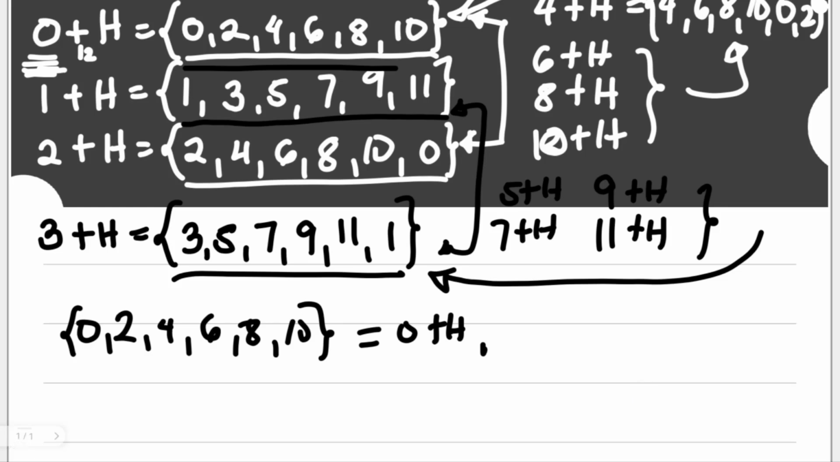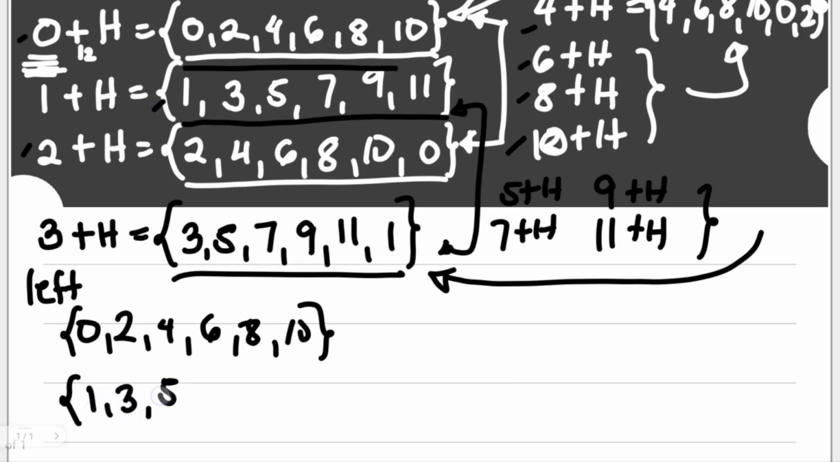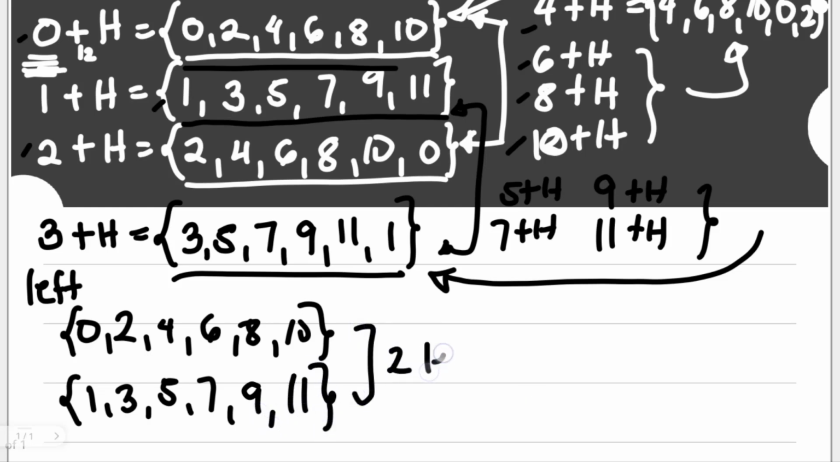Okay, let me just remove this notation so that we will not be confused with the other notations later. This is just the same as 0 plus H, 2 plus H, 4 plus H, 6 plus H, 8 plus H, and 10 plus H. And the second left coset is this one here, 1, 3, 5, 7, 9, and 11. So we only have 2 left cosets.